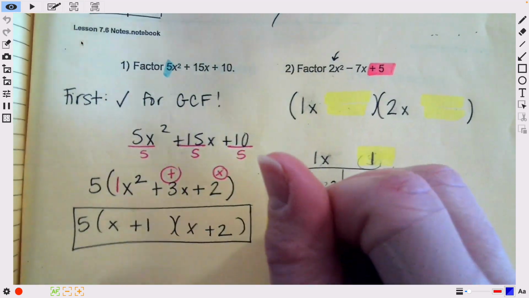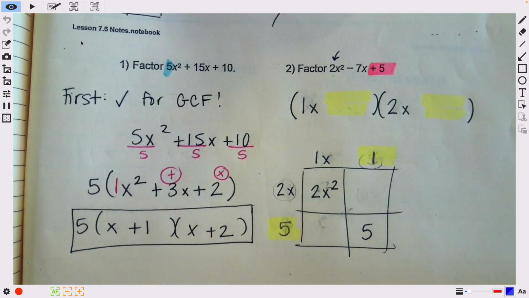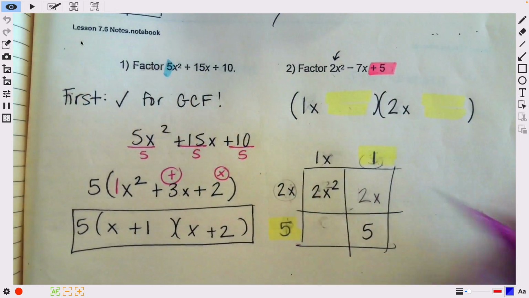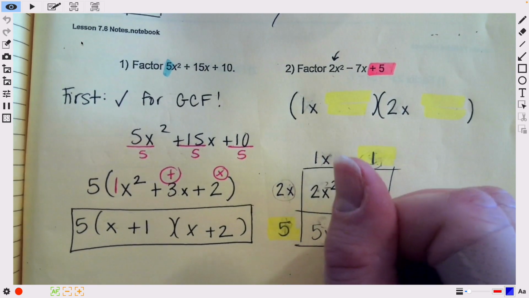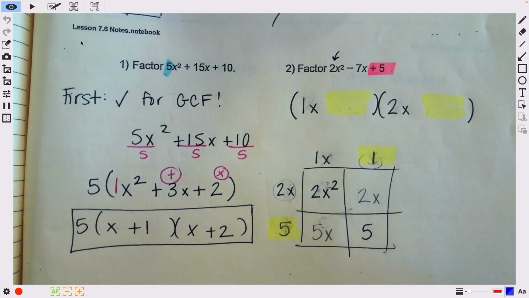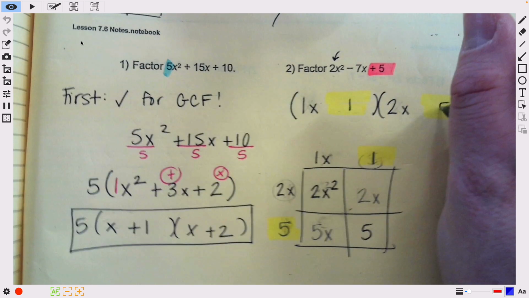So I just switch it around. Put the 1 here and the 5 here. What's 2x times 1? What's 5 times 1x? Can you get 7 from 5 and 2? Yeah. So I think we figured it out. I think the 1 goes with the 1x and the 5 goes with the 2x.